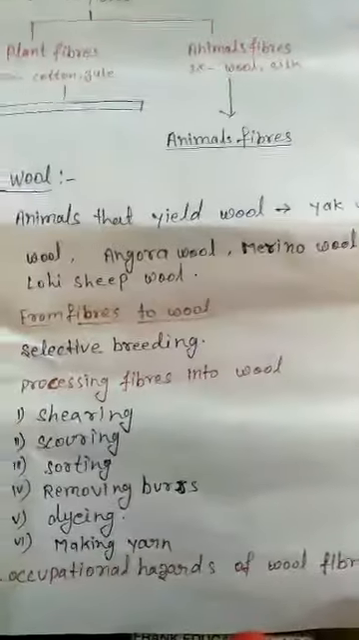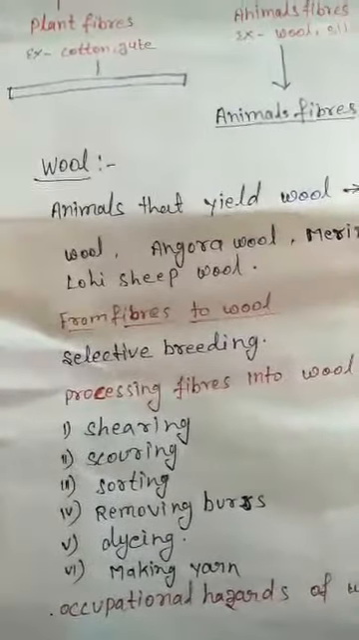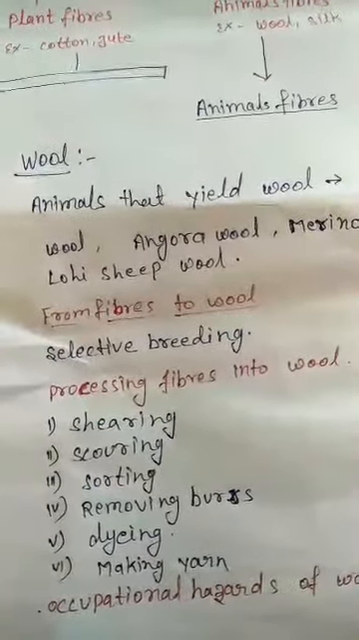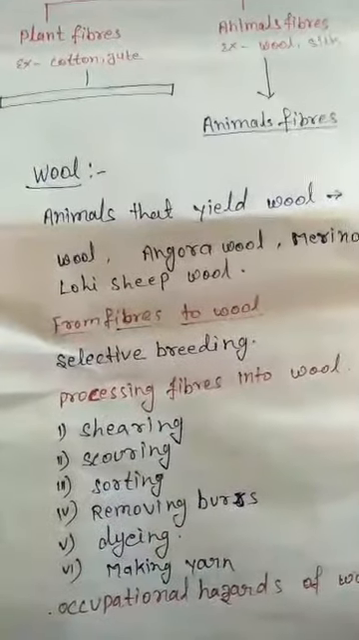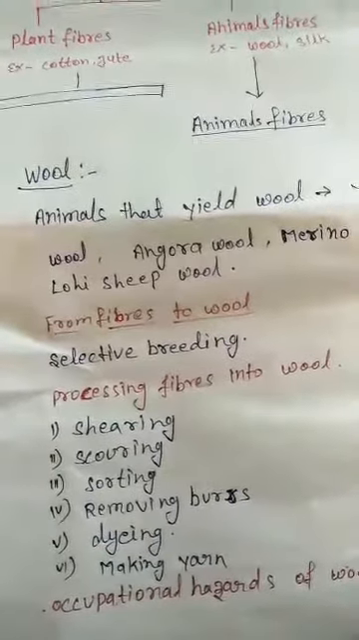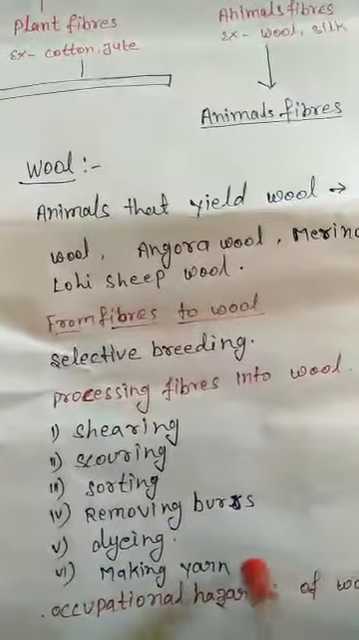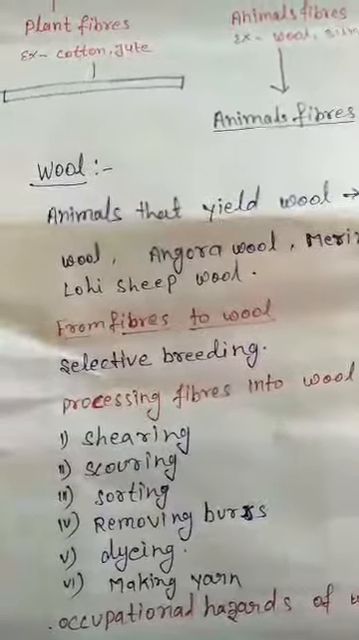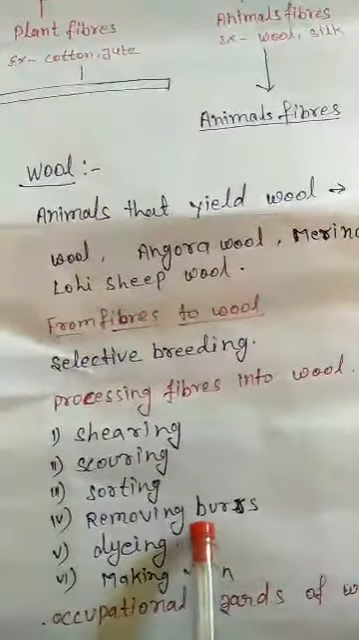Okay. The next is scouring. Scouring is the process of washing the sheared fleece in a tank with soap and dilute acid solution. Next is sorting. Sorting is the third step. There are different types of wool with different textures. That's why they are sorted as per the texture of the wool.